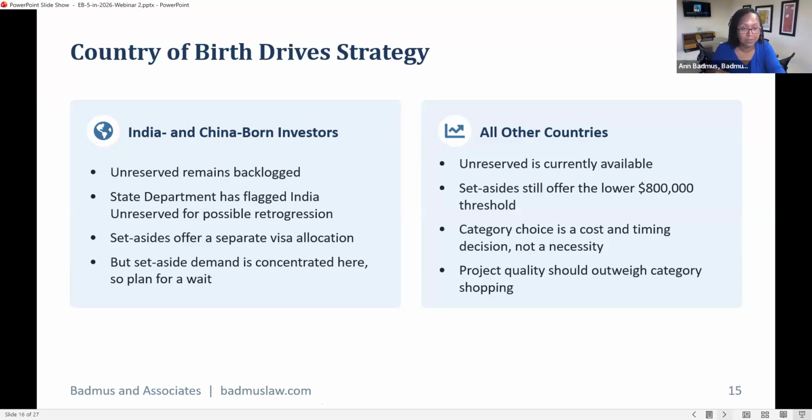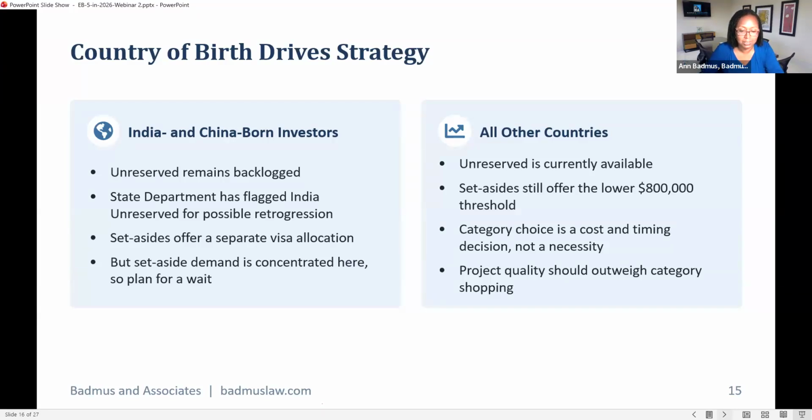But then again, we also see that a lot of that set aside area is heavily concentrated with investors from India and China. So it's really hard to gauge that, but because most everyone from India and China wants to be in those categories that are going to be faster, you're going to see a great number of people there, which will again extend the time to actually get your green card.